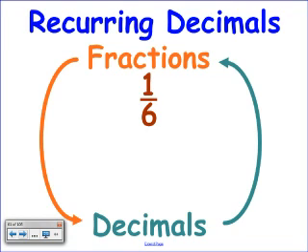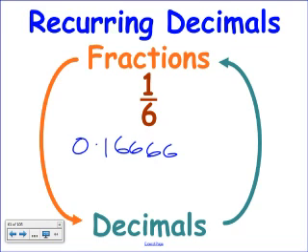So 1/6, you'll have to trust me on this. If I divide 1 by 6 on a calculator, it comes out as 0.166666. So in this case, the dot will go over the 6, because it's the 6 that goes on forever.